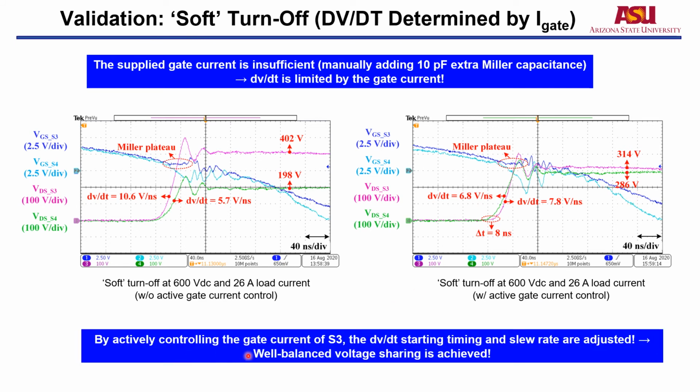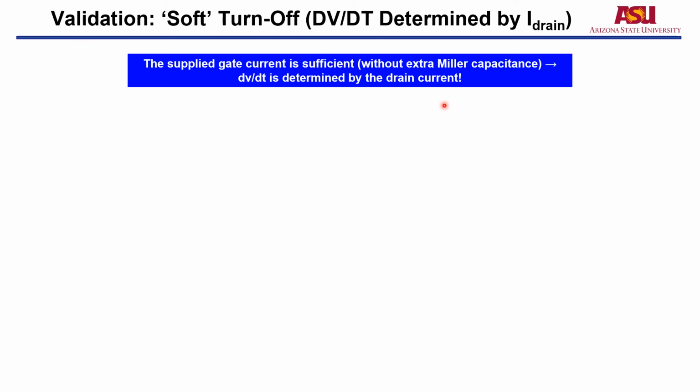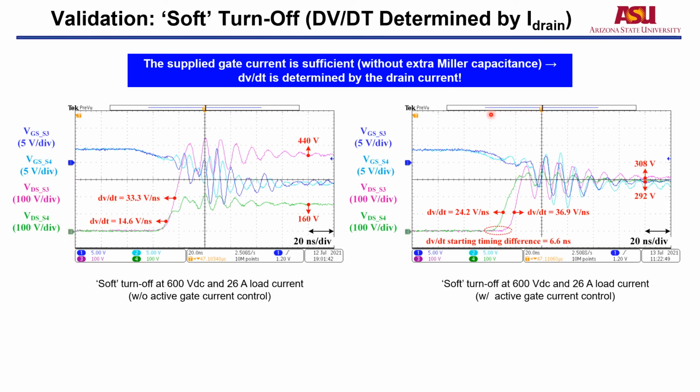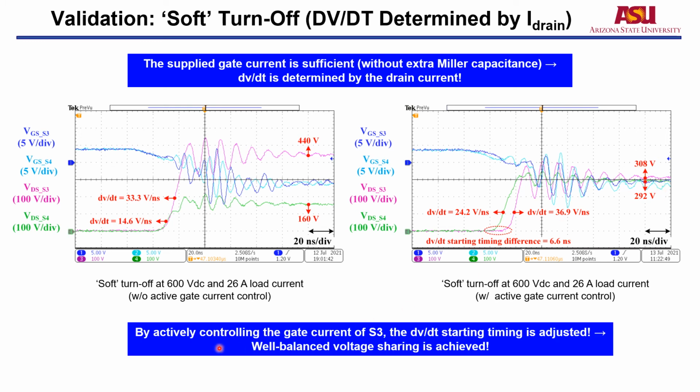By actively controlling the gate current of S3, the dVT starting timing and slew rate are adjusted, so we can achieve well-balanced voltage sharing. Next is the validation for the soft turn-off scenario where the dVT is determined by the drain current. This time we remove the extra Miller capacitance. Without the active gate current control, the dVT is significantly different, so we have very imbalanced voltage sharing. But with the active gate current control, we eventually achieve very balanced voltage sharing. By actively controlling the gate current of S3, the dVT starting timing is adjusted, so we get well-balanced voltage sharing.